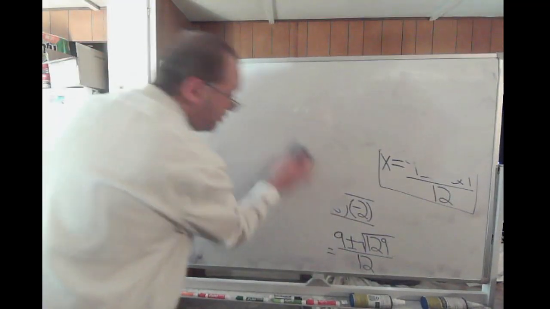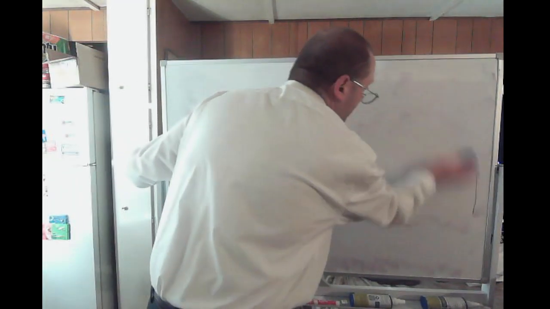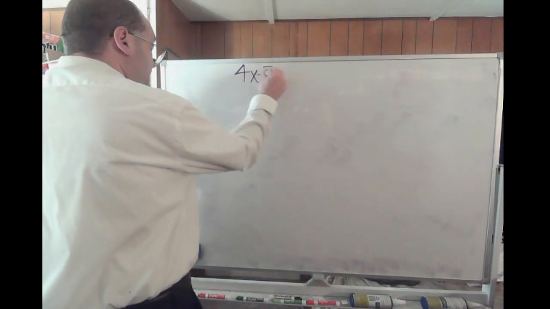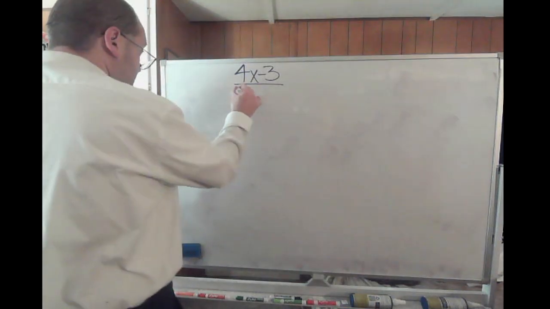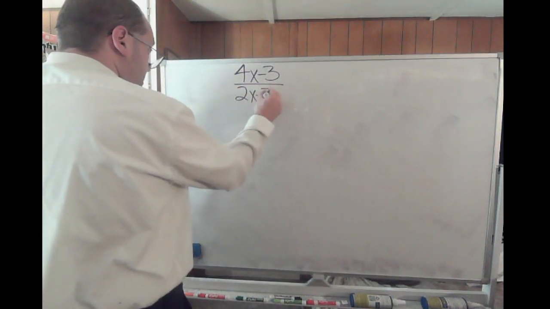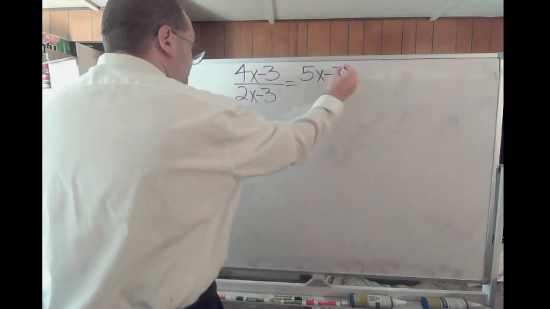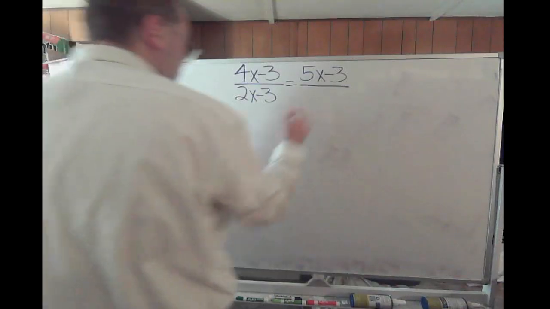I got one more problem, then we're done. Okay. We have 4x minus 3 all over 2x minus 3 is equal to 5x minus 3 all over x plus 1.